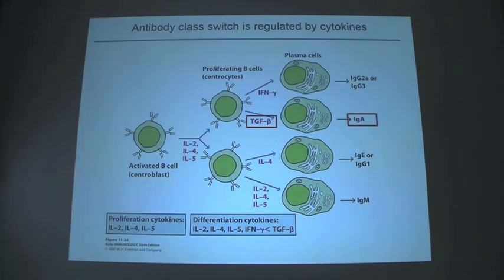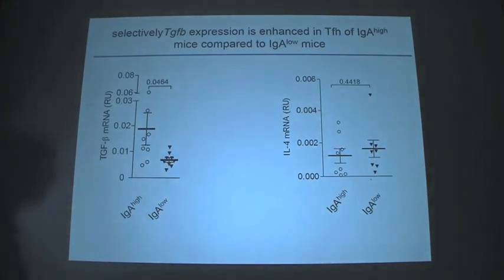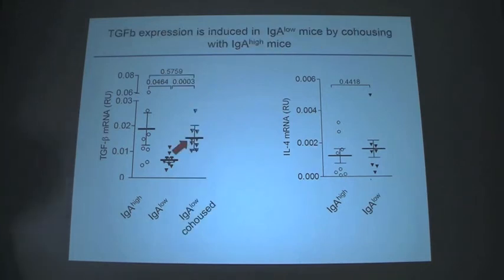So we looked at what could be the reason for this increased IgA level, and as you know, the cytokine TGF-beta is the major driver, or the only known switch factor, for IgA. So we looked for TGF-beta mRNA in the T follicular helper cells isolated from Peyer's patches. You could see that in the IgA high mice there are increased levels of TGF-beta mRNA in the T follicular helper cells as opposed to the IgA low phenotype. This seemed very specific for TGF-beta, as we saw no differences in the interleukin-4 levels. The TGF-beta expression levels could also be increased when he co-houses IgA low mice with IgA high mice. So this really shows that the microbiota controls the TGF-beta expression levels in the TFH in these mice.